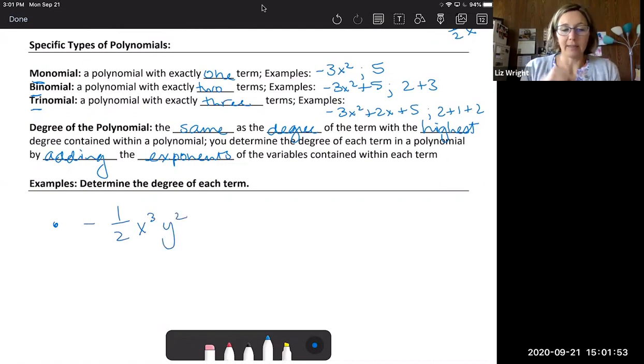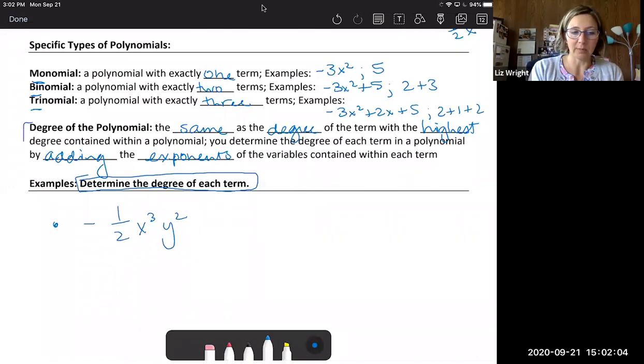So again, not the definition, the directions, that's the word I'm looking for. The directions here say determine the degree of each term. Or go back to your process, it's right there for you.